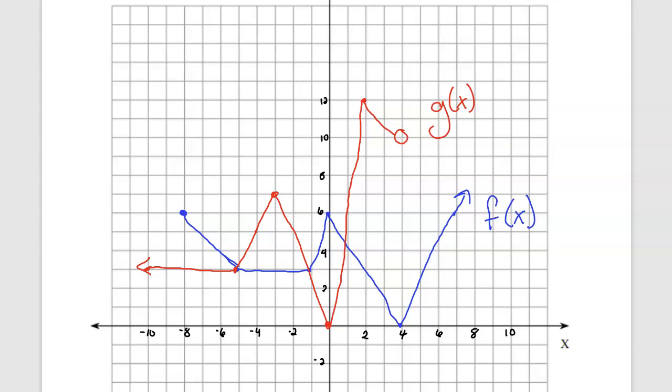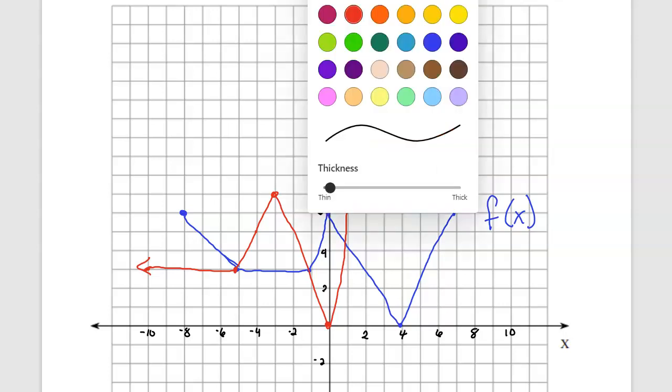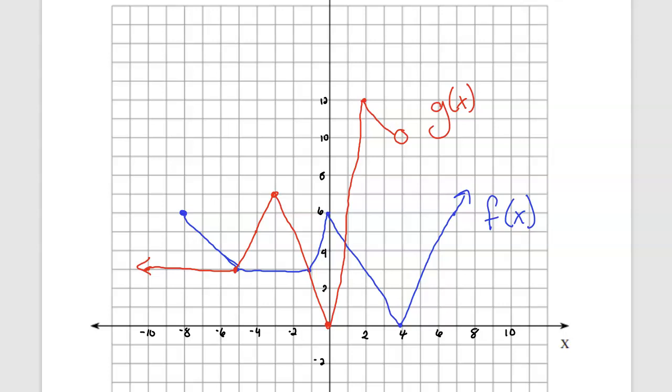Let's look at this graph. We have two different graphs on here: g of x, which is in red, and f of x, which is in blue. What we want to talk about is those function operations. So we're still talking about function operations.